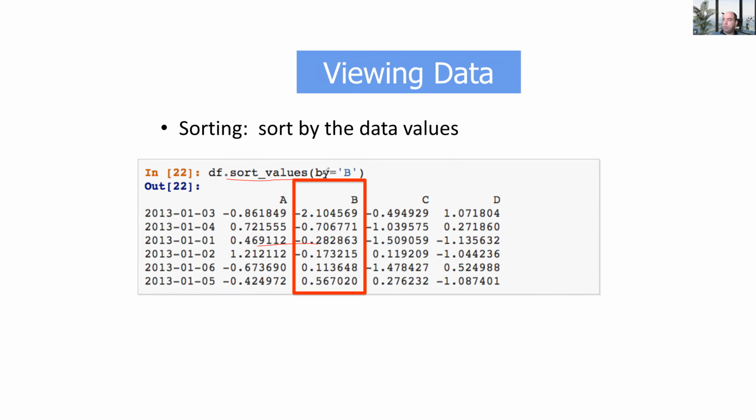Okay, and all I have to do is tell them by which column, and I say by B. So now you can see that this is sorted from the smallest value, which is minus 2.1, all the way to the largest value, which is 0.56. And of course, this also sorts the whole table, not just B. The order of each and every row is changed now. You can see that this is now 3, 4, 1, 2, 6, 5. So this is sorting. We saw sorting by index and now sorting by value.